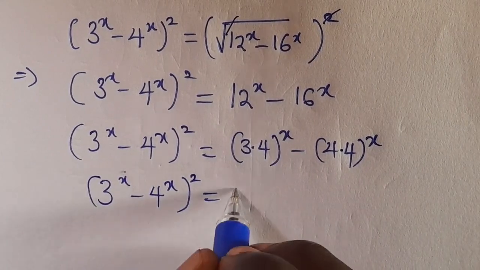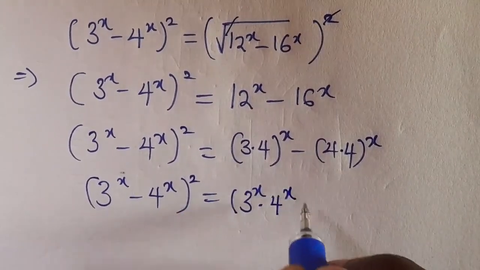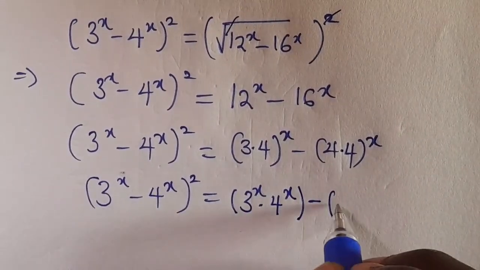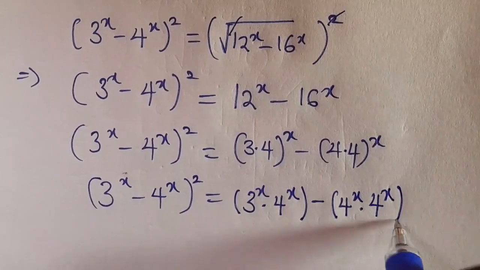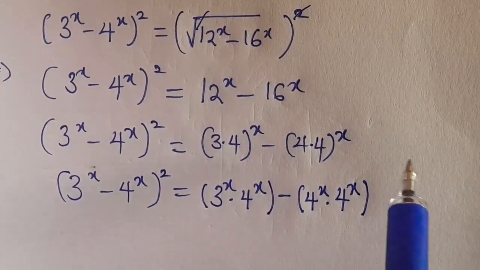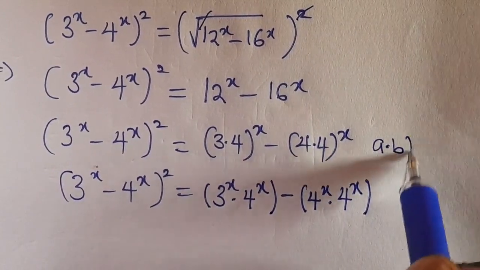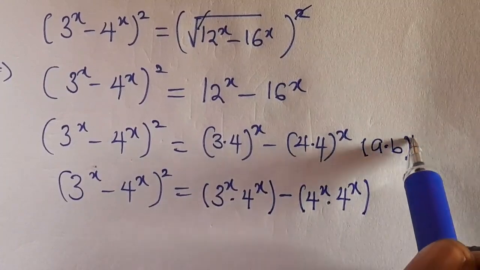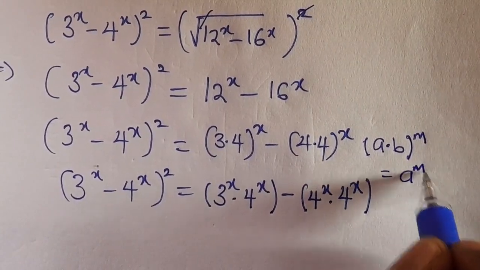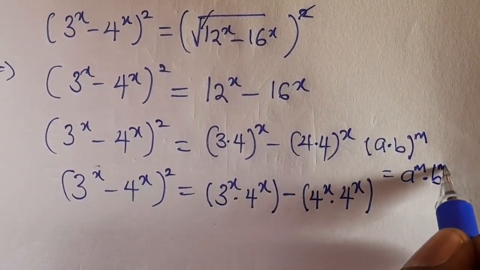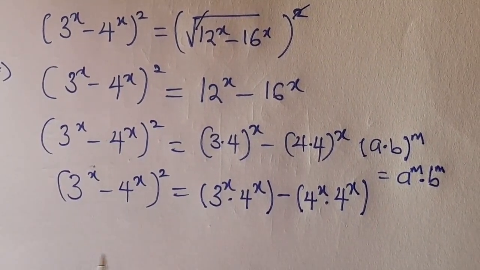From here we can have this as 3 to the power of x multiplied by 4 to the power of x minus 4 to the power of x multiplied by 4 to the power of x. Because according to the law of indices, when you have a multiplied by b all to the power of m, this will give us a to the power of m multiplied by b to the power of m. So by applying it here and here, we have it to be this.